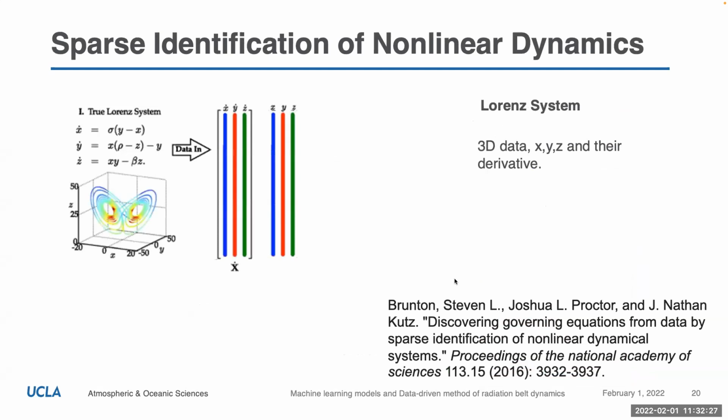And that's where the sparse identification of nonlinear dynamics algorithm comes in. This work became well known from the paper by Brunton et al. This group is at the University of Washington, and it became well known after 2016. I will show you how this works with a toy model.